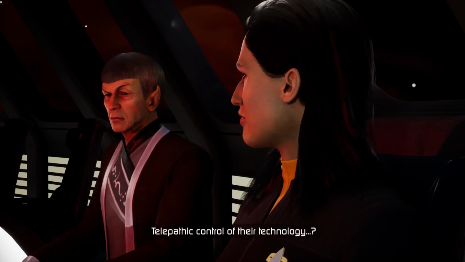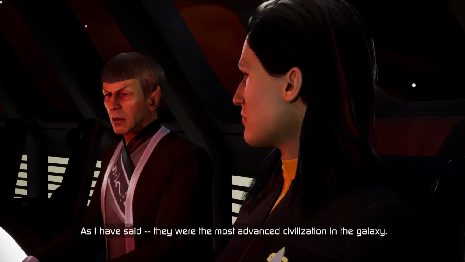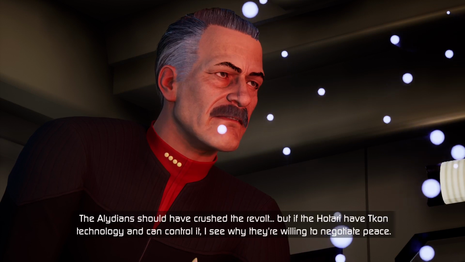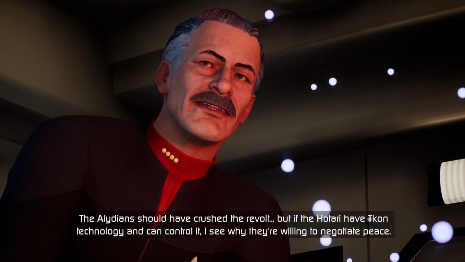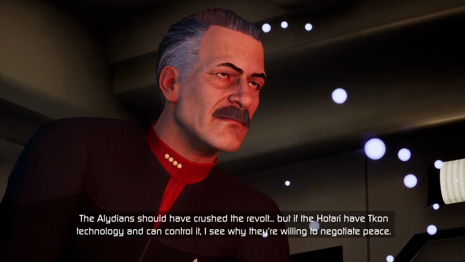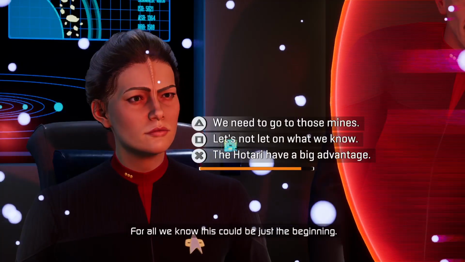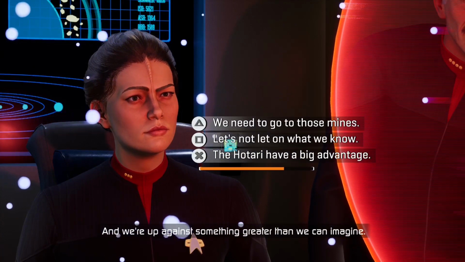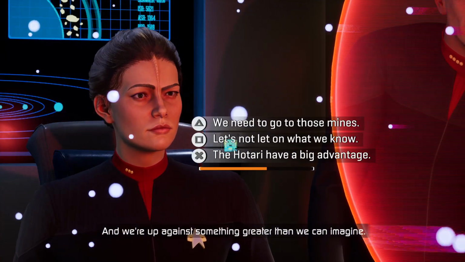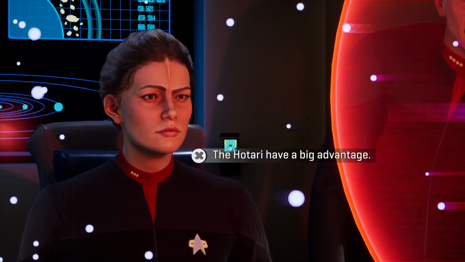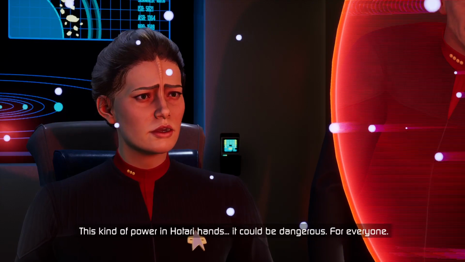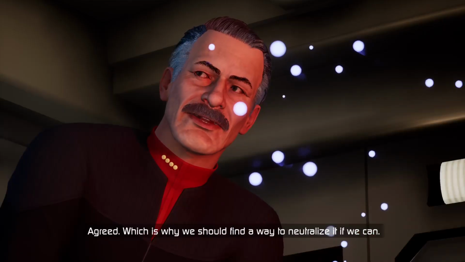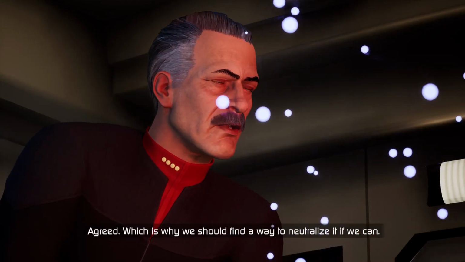Telepathic control of their technology. As I have said, they were the most advanced civilization in the galaxy. The Elydians should have crushed the revolt. But if the Hotari have Tacon technology and can control it, I see why they're willing to negotiate peace. For all we know, it's just the beginning. We're up against something greater than we can imagine. This kind of power in Hotari hands, it could be dangerous for everyone. Agreed. Which is why we should find a way to neutralize it.